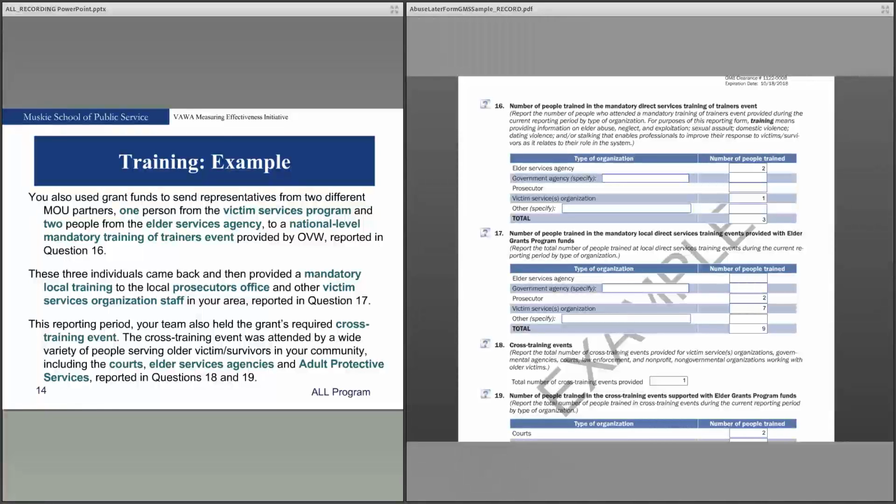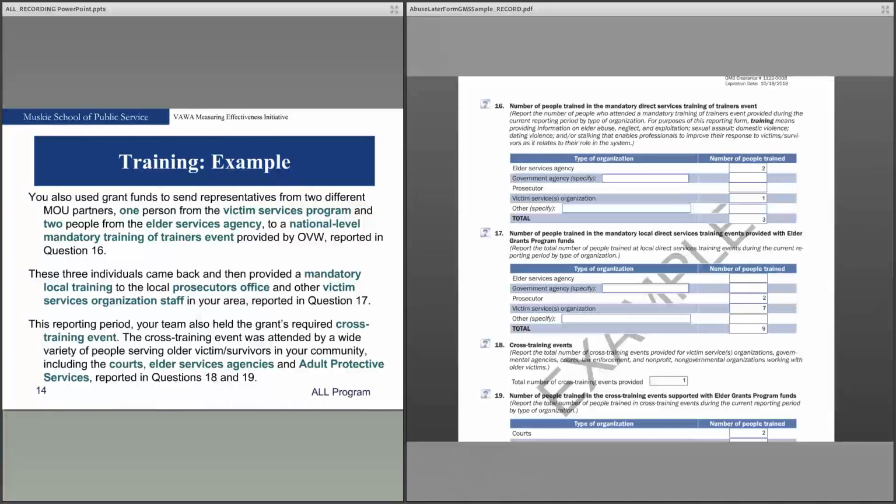Finally, questions 18 and 19 ask about a requirement of every grant. Each grantee must bring a national expert to their community to conduct 1 cross-training event for victim services organizations, governmental agencies, the courts, law enforcement agencies, and nonprofit, non-governmental organizations working with older victims. The purpose of these required cross-training events is to help each discipline better understand the role they play in addressing elder abuse in their community. It's usually held at the beginning of a given grant and is often referred to as a kickoff event.